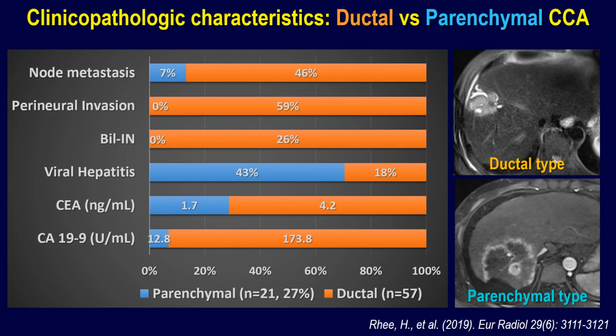So, when we analyze the clinicopathological characteristics between these two types of tumors, we found that ductal type can be characterized by more frequent node metastasis, perineural invasion, association with biliary disease, and elevation of CEA and CA19-9 than parenchymal type cholangiocarcinoma, while parenchymal type cholangiocarcinoma is characterized by more frequent association with viral hepatitis.